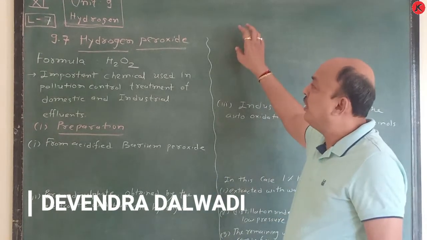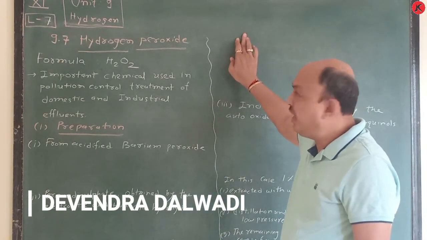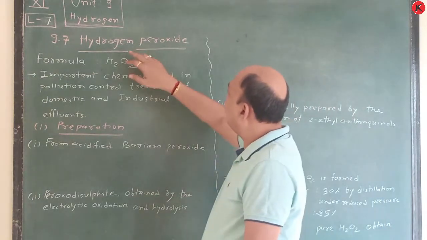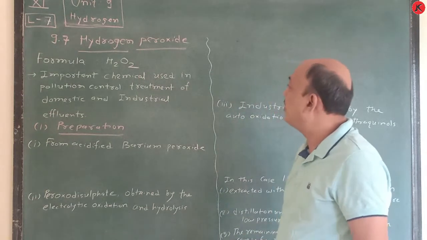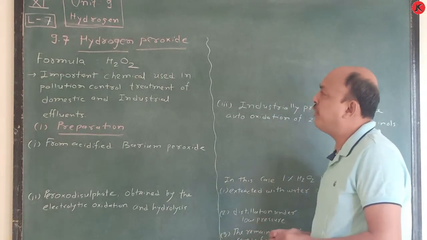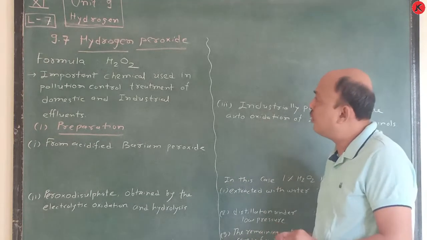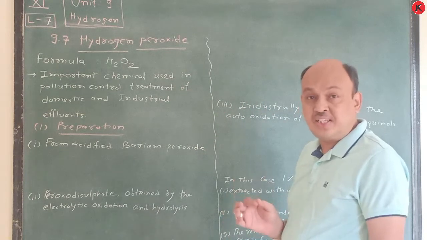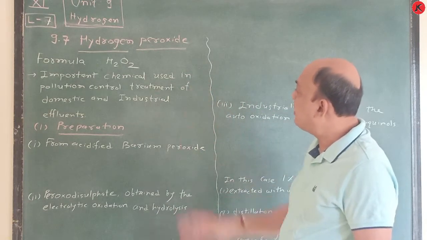Hello, how are you now? In your unit number 9, hydrogen, lecture number 7, topic 9.7 in your NCERT textbook is hydrogen peroxide. Here you remember, the formula of hydrogen peroxide is H2O2, and this H2O2 works as an oxidizing agent as well as a reducing agent, both ways. You have to remember this one.